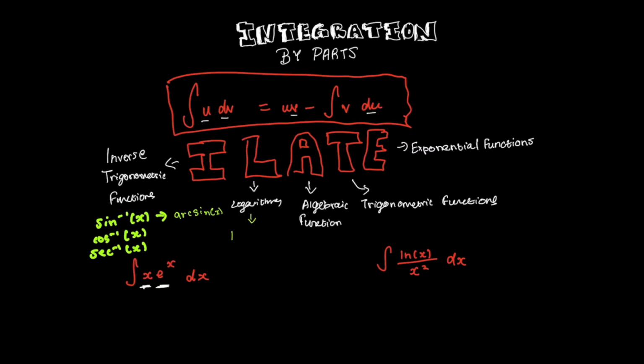Logarithms are basically your log x, your natural log x. Algebraic functions are basically x, x square, x cube, 1 by x, basically anything involving x that doesn't fall into any of the other categories. And trigonometric functions, quite simple: sine x, cos x, tan x, all the way till cosecant x, stuff like that. And exponential functions, anything to do with e power x.